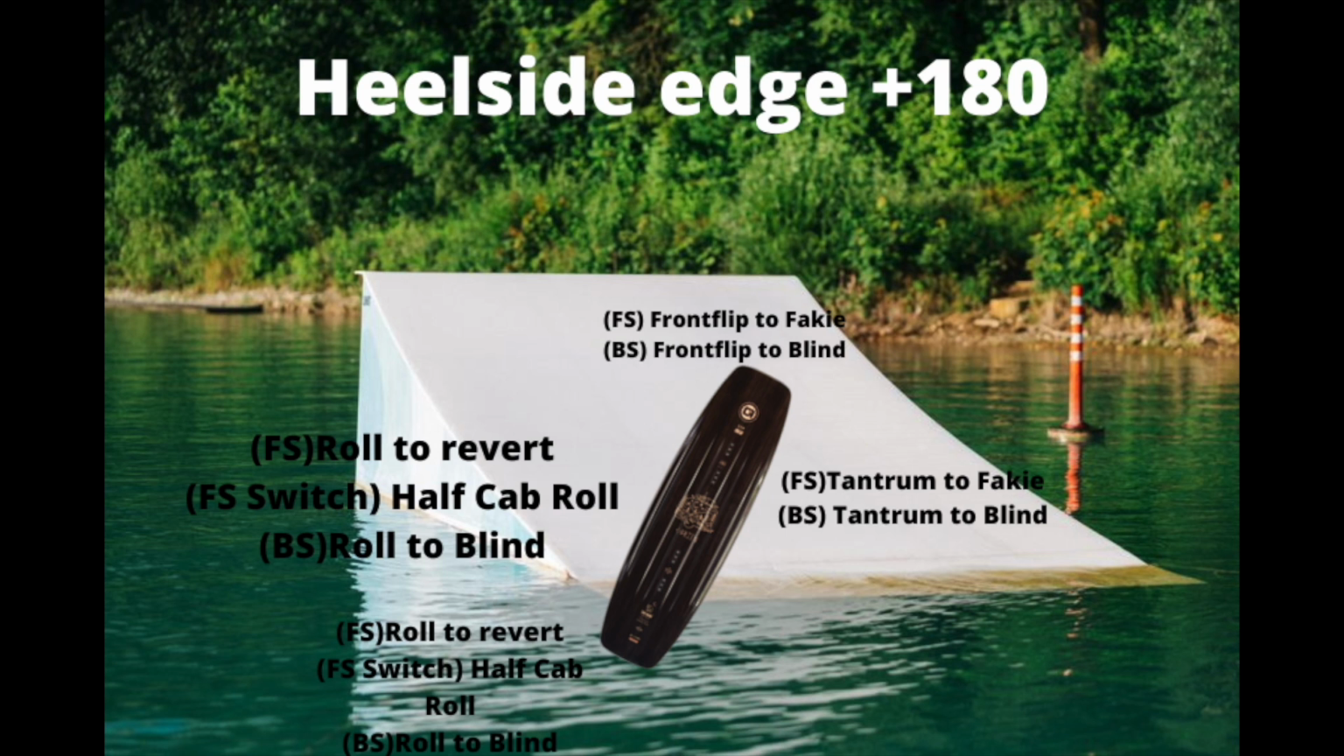If you cartwheel over your tail and do a front side 180, it's called a roll to revert. If you do a switch, it's called a half cab roll. And if you do a backside, it's called a roll to blind. And if you roll over your toe side edge, it has the exact same names as the tail. So you have roll to revert, half cab roll if it's switch, and roll to blind.